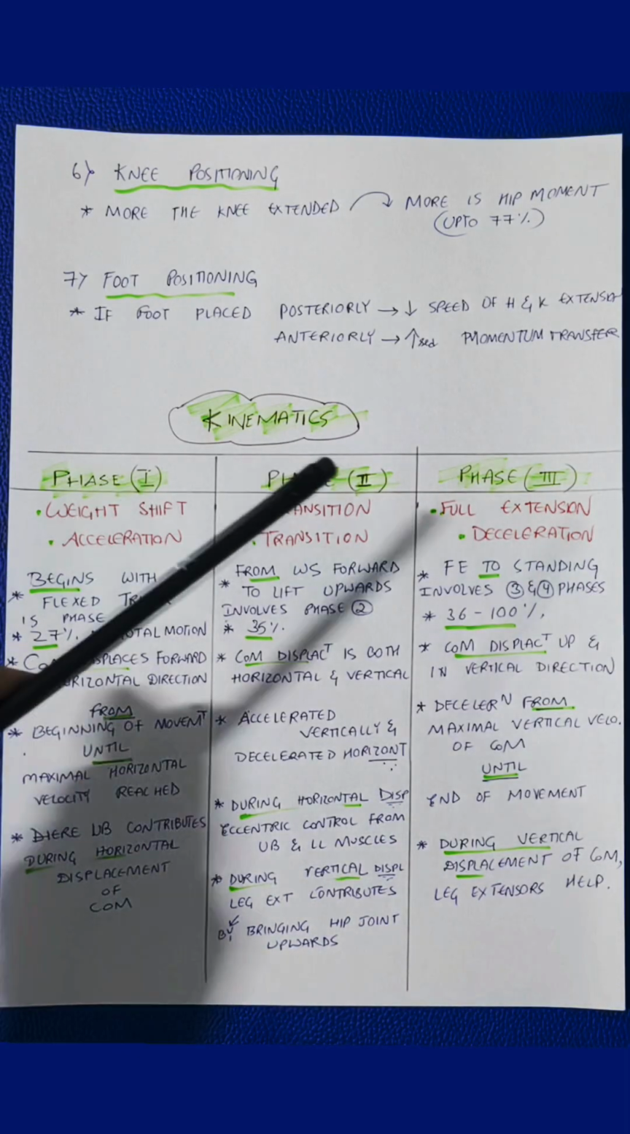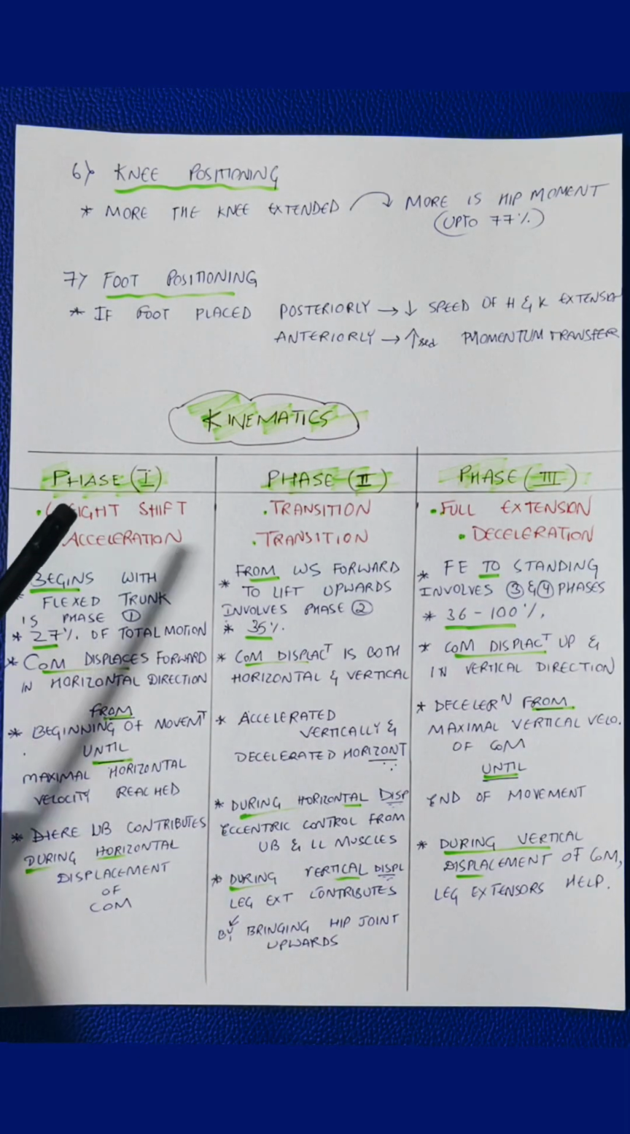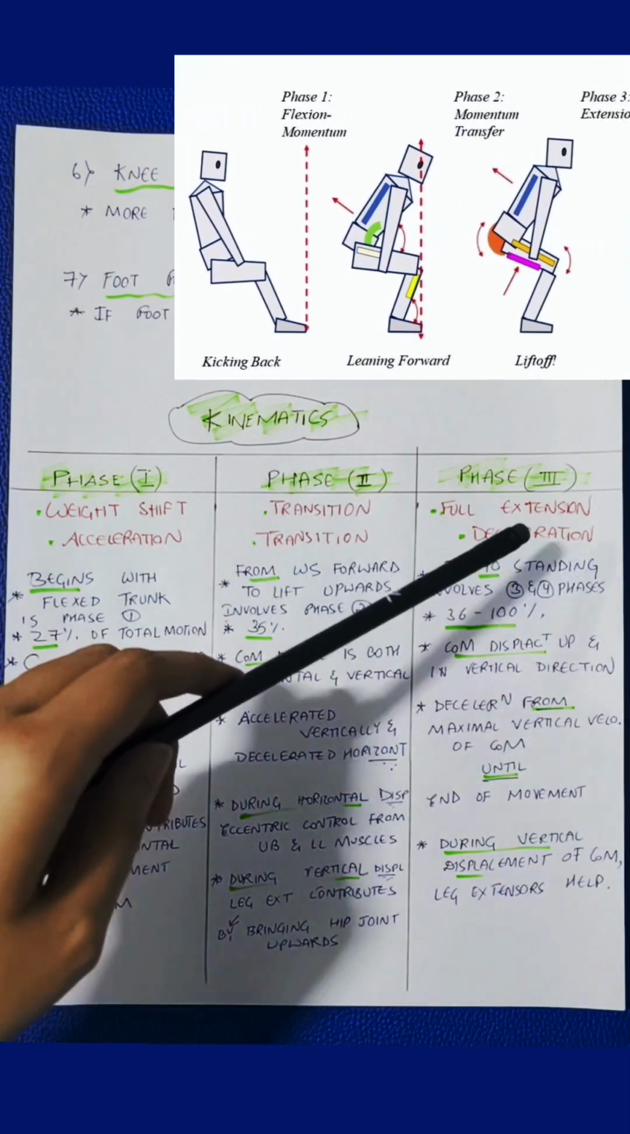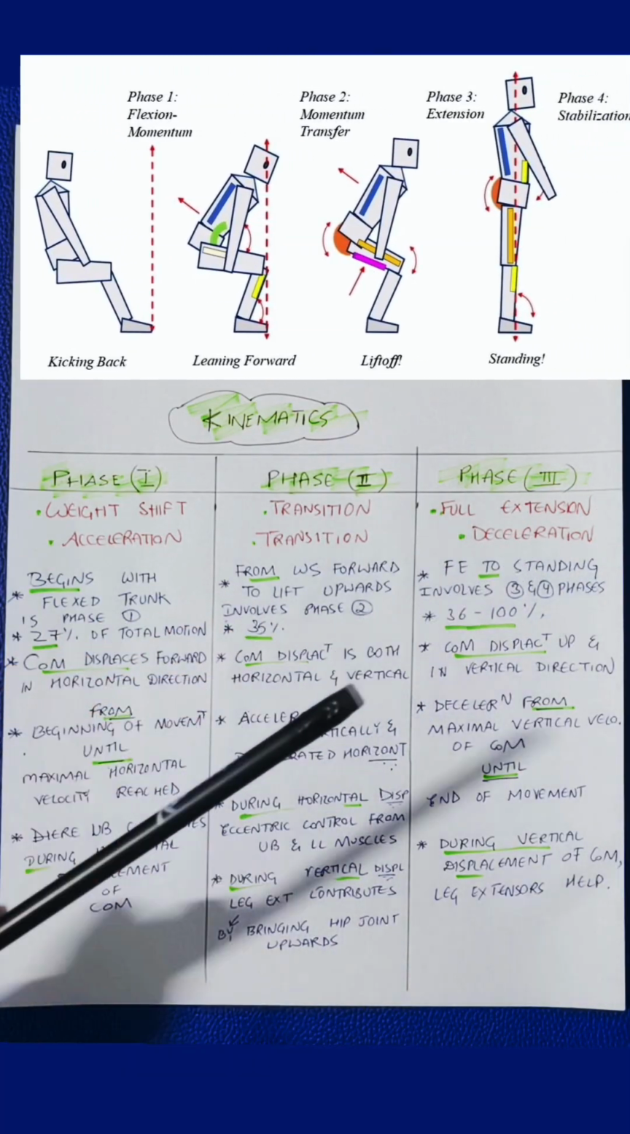Now coming to the kinematics, we have divided it into phase 1, phase 2 and phase 3. Phase 1 is also known as weight shifting phase or acceleration phase. Phase 2 is known as transition phase. Phase 3 is known as full extension or deceleration phase.